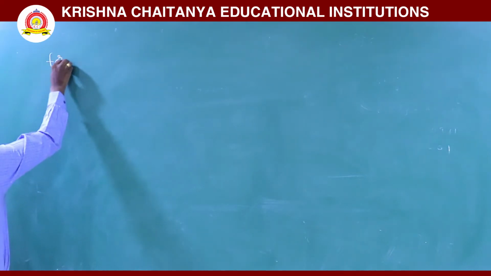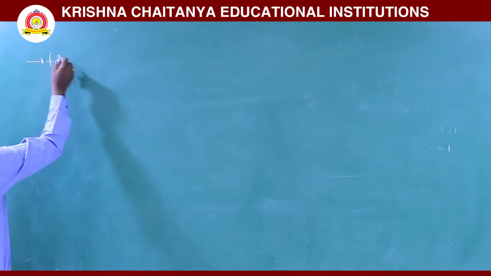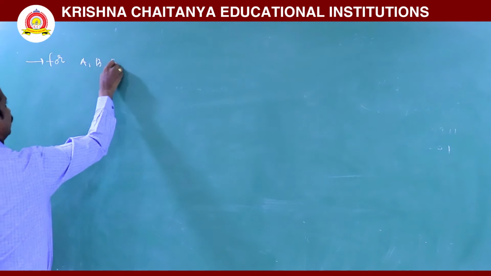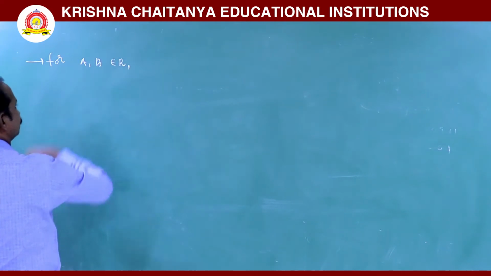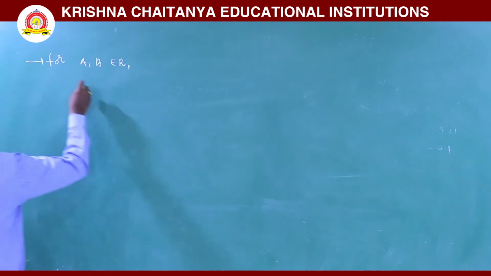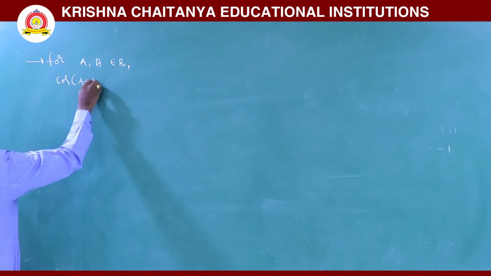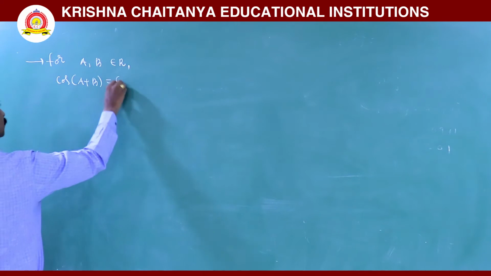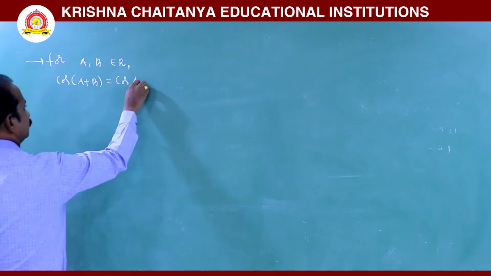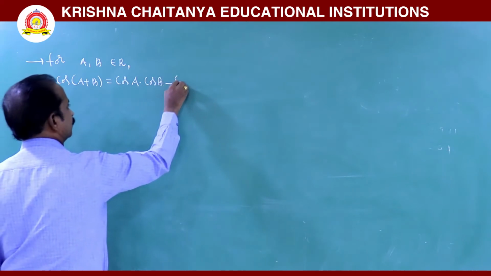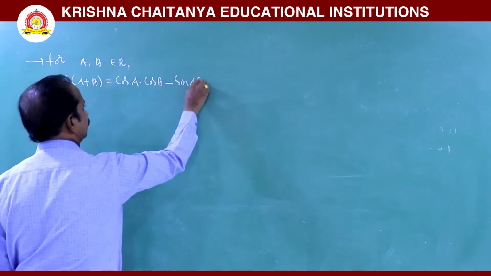For any A, B belonging to R, prove that cos of A plus B is equal to cos A into cos B minus sin A into sin B.